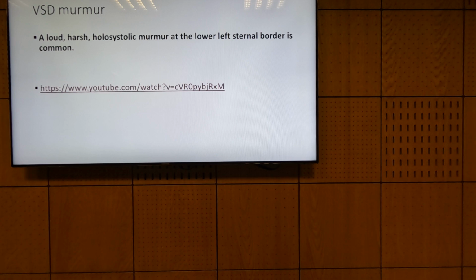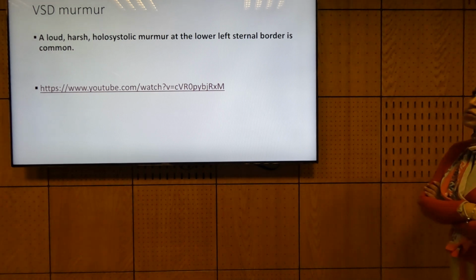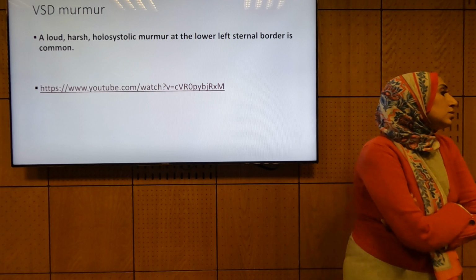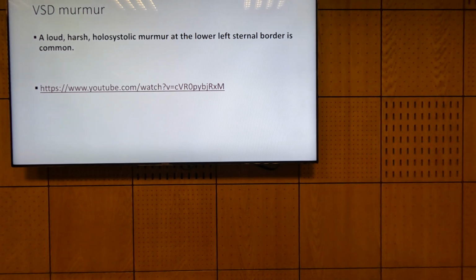VSD could be diagnosed clinically. You will hear a loud, harsh, hollow systolic murmur, because the shunt depends on the pressure gradient difference between the LV and the RV, and you will hear it on the lower left sternal border. I put here a link for how to listen to this harsh systolic murmur.